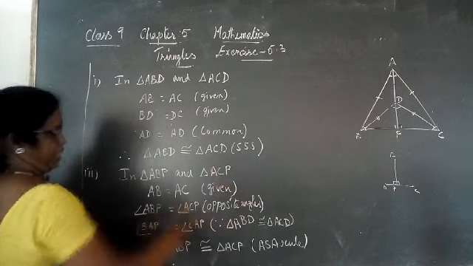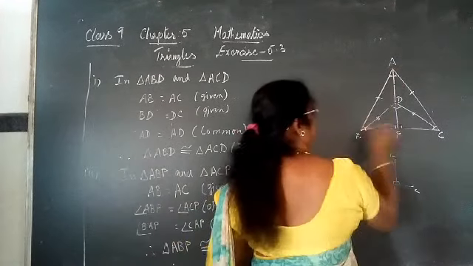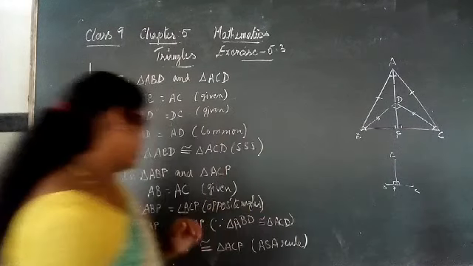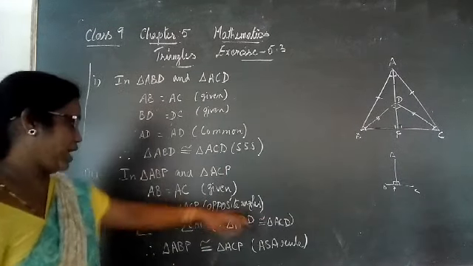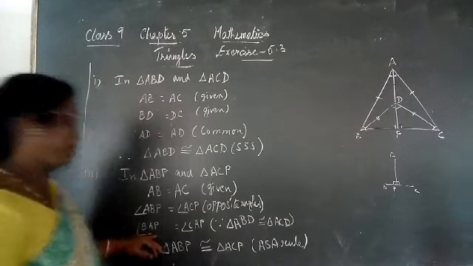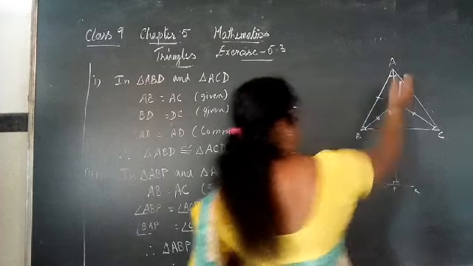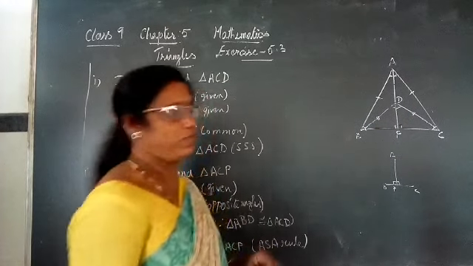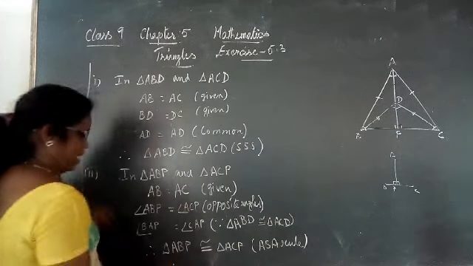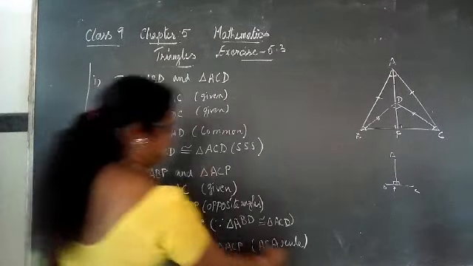We can write it as angle ABP equal to angle ACP. The two angles are equal because they are the angles opposite to equal sides. Then what about BAP? BAP is equal to CAP because they are the corresponding parts of two congruent triangles. Hence, we can say that the two triangles are congruent according to the ASA rule.